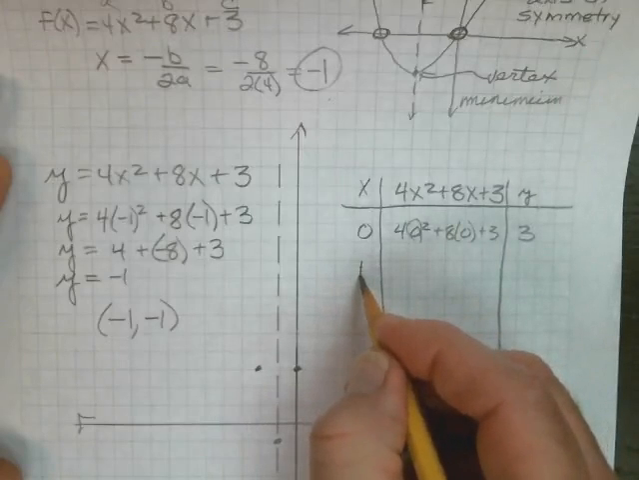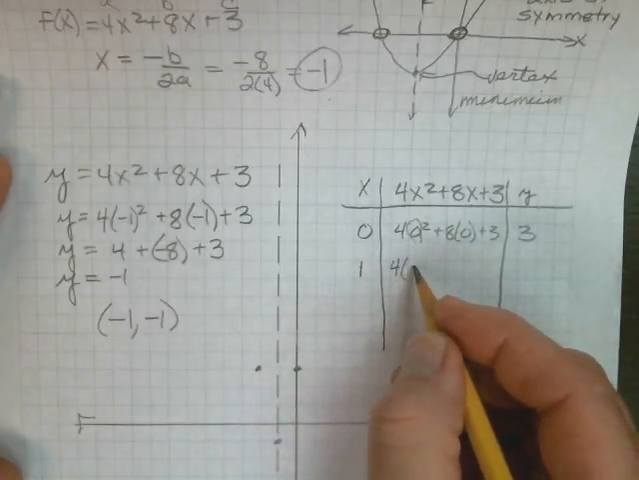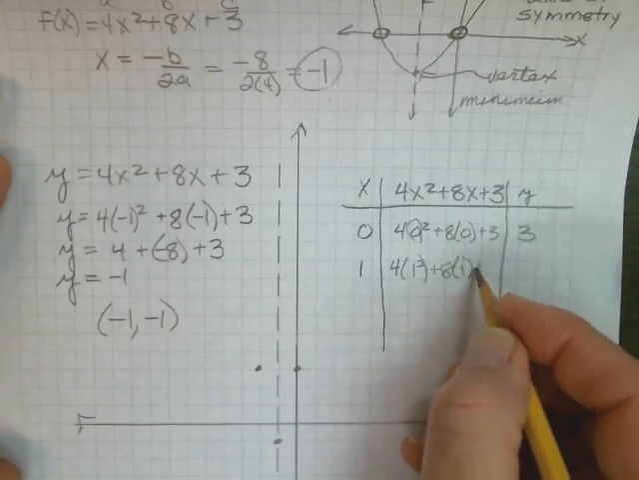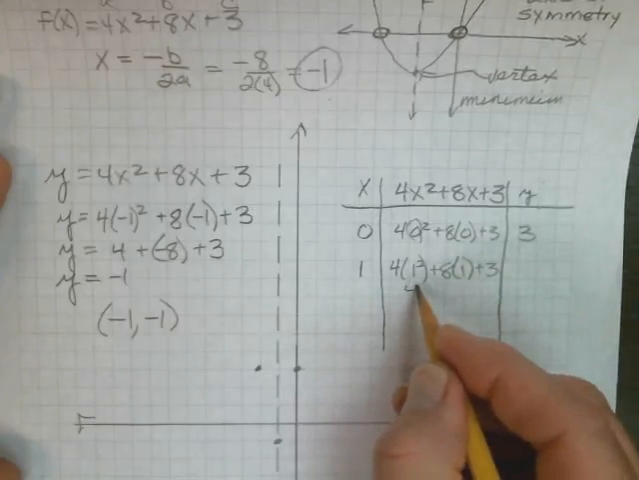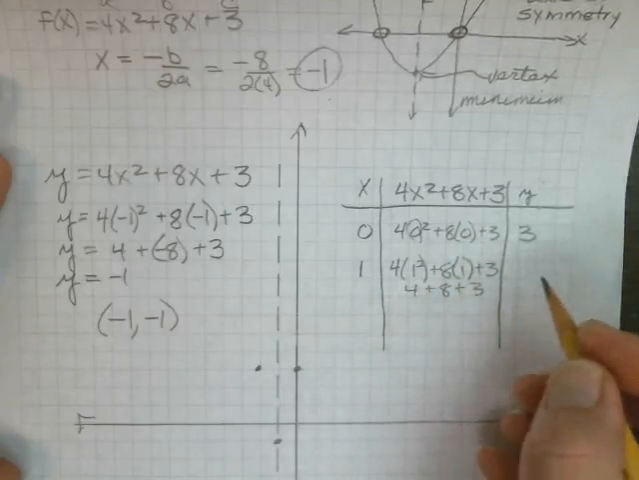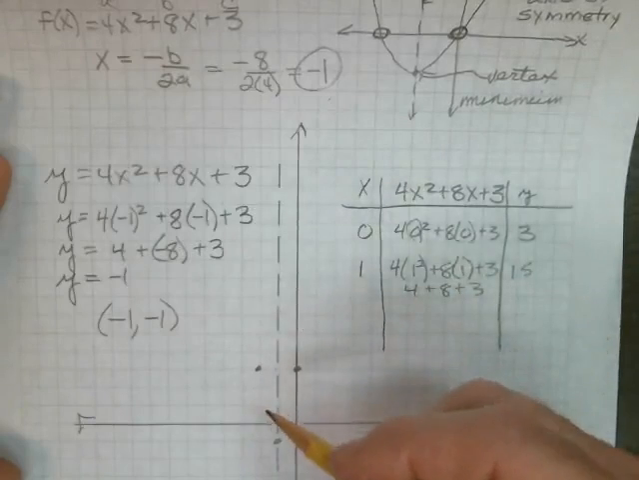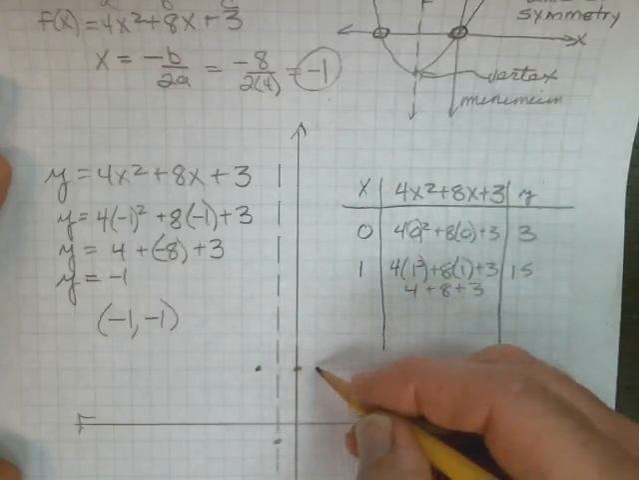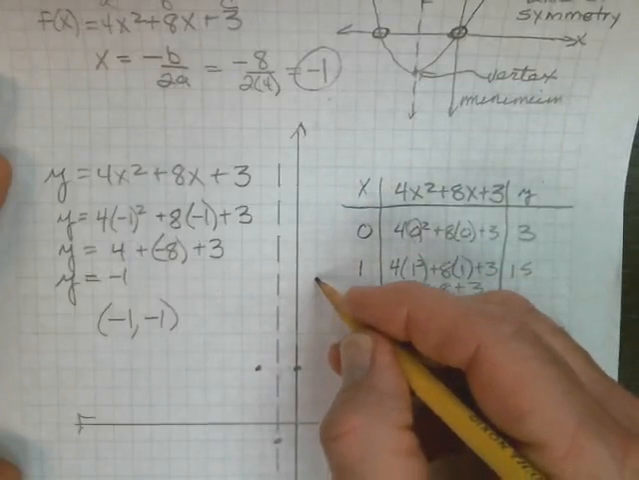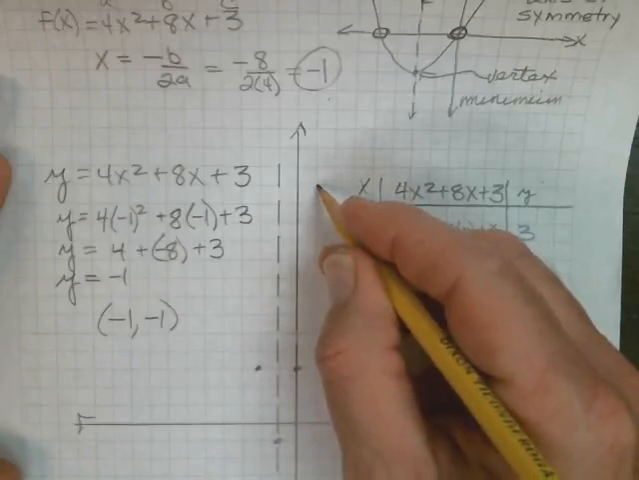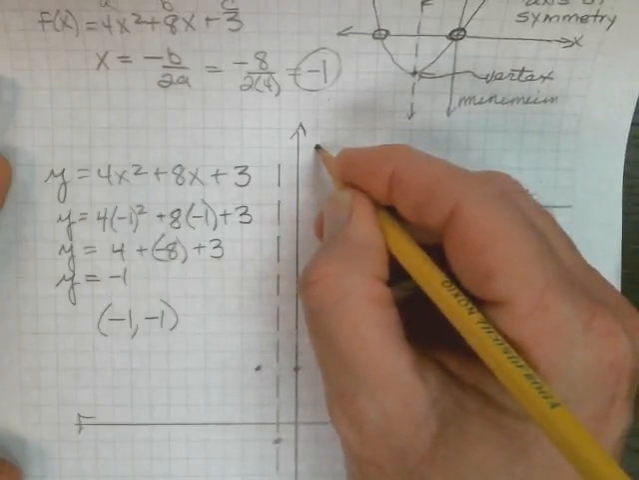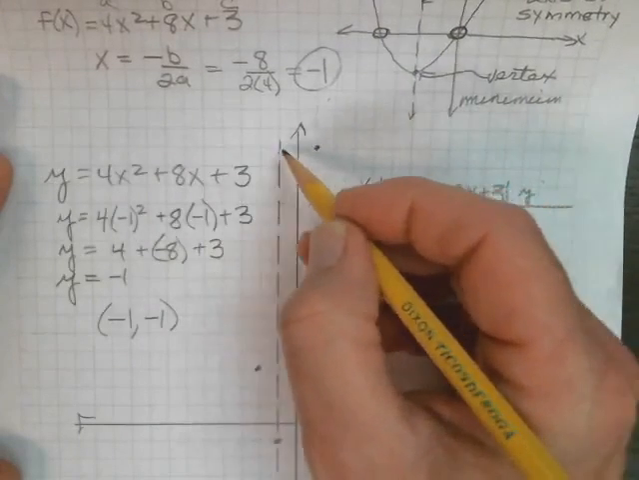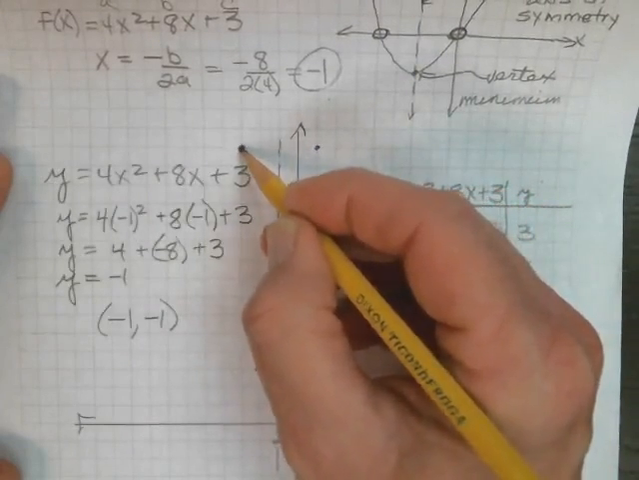Now I'm going to try 1. I go 4 times 1 squared plus 8 times 1 plus 3. I'm going to get 4 plus 8 plus 3, which is 15. So this is going to be a really skinny one. So I go 1, 15. This is 3, 4, 5, 6, 7, 8, 9, 10, 11, 12, 13, 14, 15. That's going to be my other point. My other 2 over on the axis of symmetry in the other direction is going to be up here.